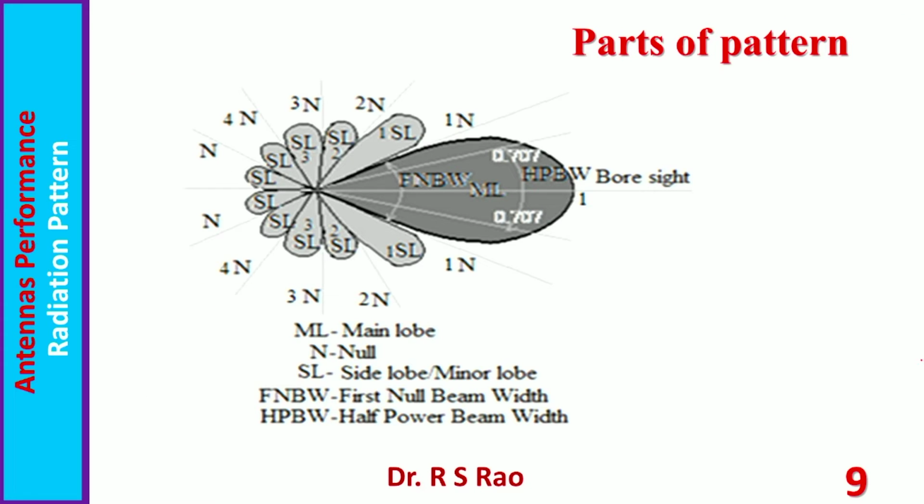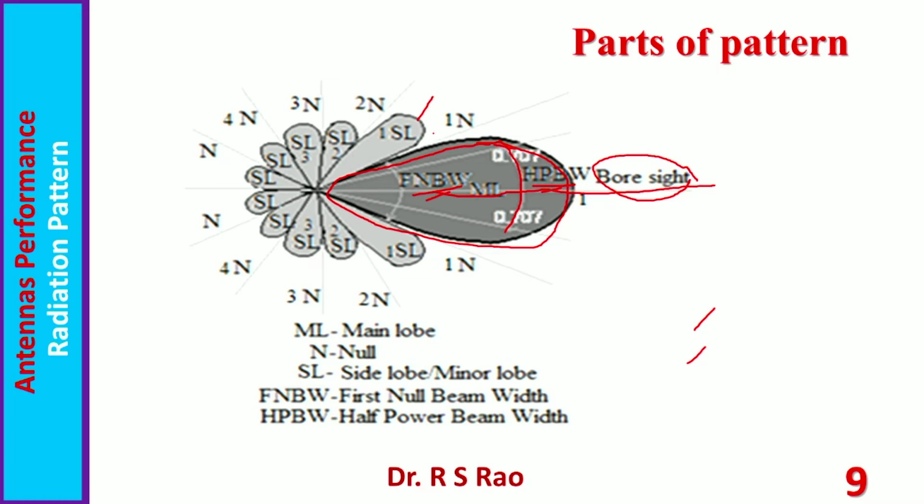Here is shown a pattern and its parts. This is the main beam. The center is indicated as boresight, the direction of the center. Half power beam width is indicated, between the 0.707 points. One point is in the upper half, another is in the lower half. First null beam width is also indicated.